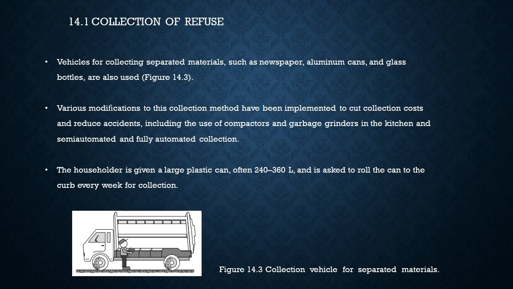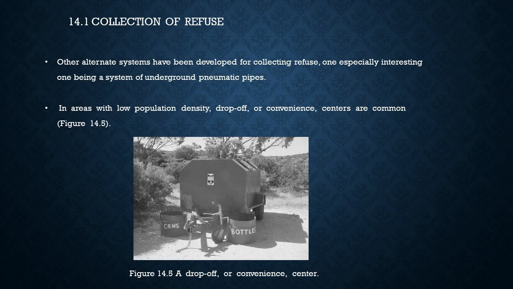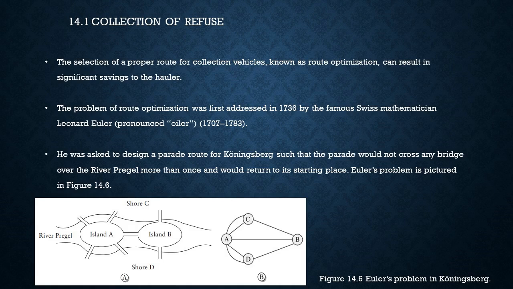The householder is given a large plastic can, often 240 or 360 L, and is asked to roll the can to the curb every week for collection. The truck is equipped with a hydraulic lift or mechanical arm that empties the can into the truck. Figure 14.4 and Table 14.1. Other alternate systems have been developed for collecting refuse, one especially interesting one being a system of underground pneumatic pipes. In areas with low population density, drop-off, or convenience centers are common. Figure 14.5.